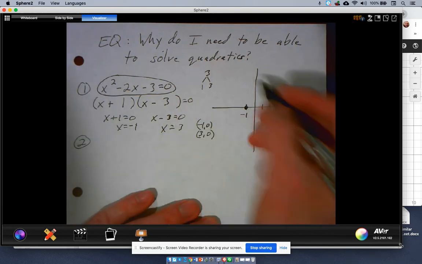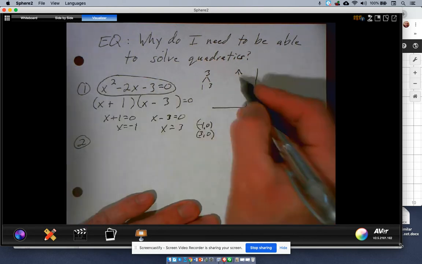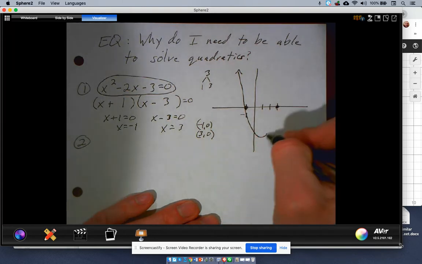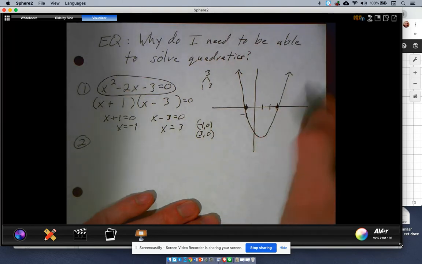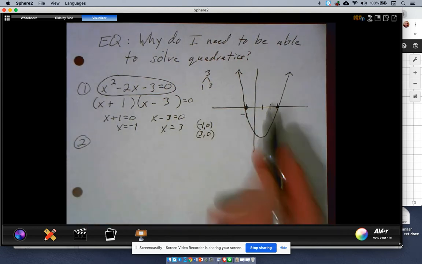Now, this parabola is going to open up because it's a positive x squared. It's going to just go down through this point. It's going to come back up. It's going to go through this other point here, okay? So why are those points important? Because they tell where the parabola crosses the x-axis.